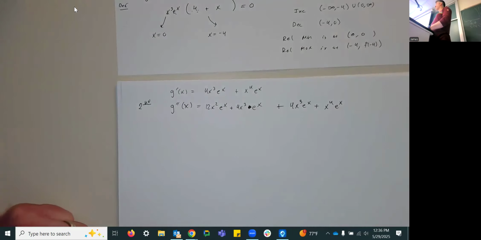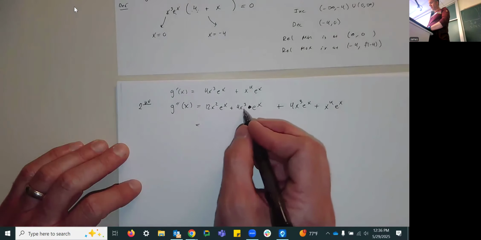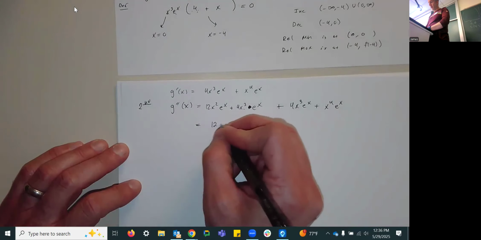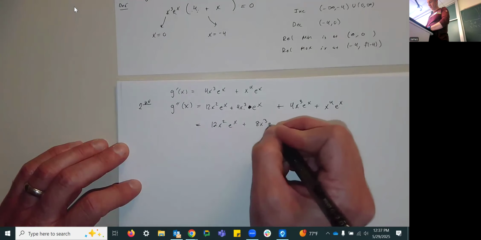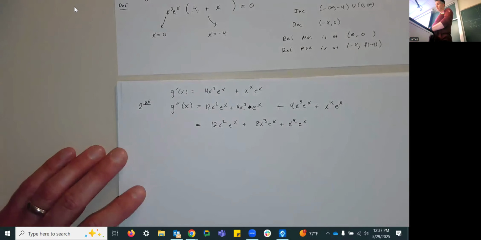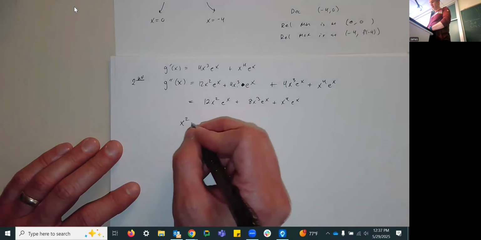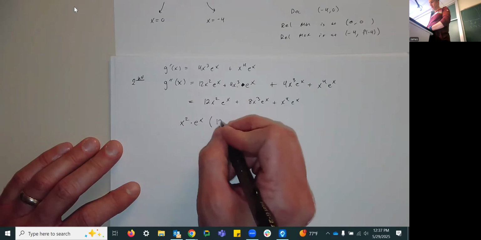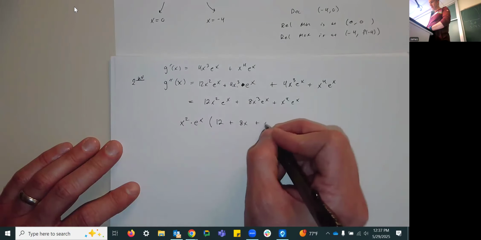And then we're going to simplify and factor. So 4x cubed plus 4x cubed gives me an 8x cubed. So I have a 12x squared times e to the x plus an 8x cubed times e to the x plus an x to the fourth times e to the x. And from each of these terms, I can factor out an x squared and an e to the x. And I'm left with 12 plus 8x plus x squared.